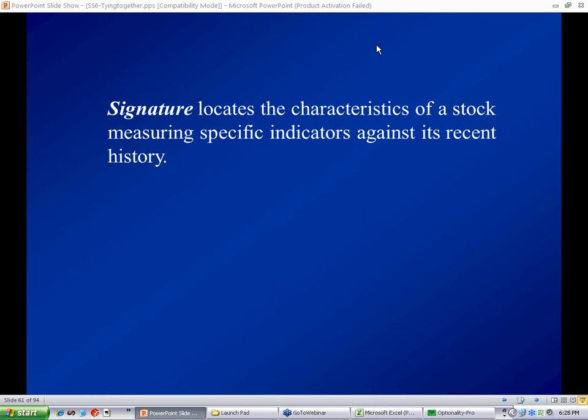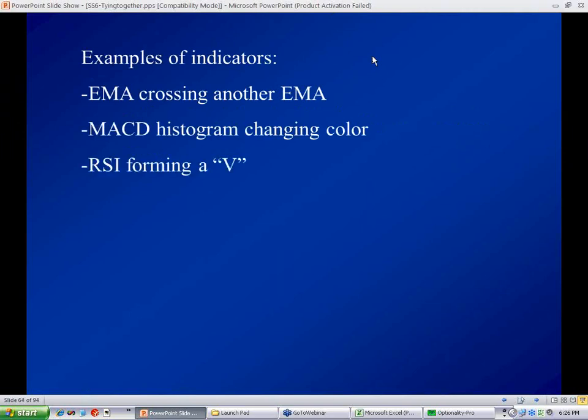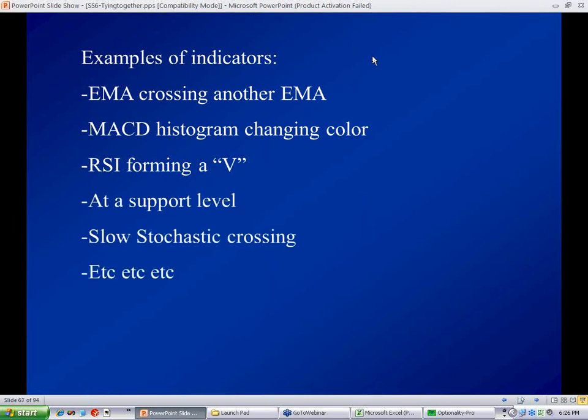For indicators, for example, two EMAs crossing, MACD histogram shifting direction, stochastic shifting direction, that sort of thing. Examples would be an EMA crossing another EMA, the MACD histogram, an RSI forming a V at a support level, slow stochastic crossing, etc.